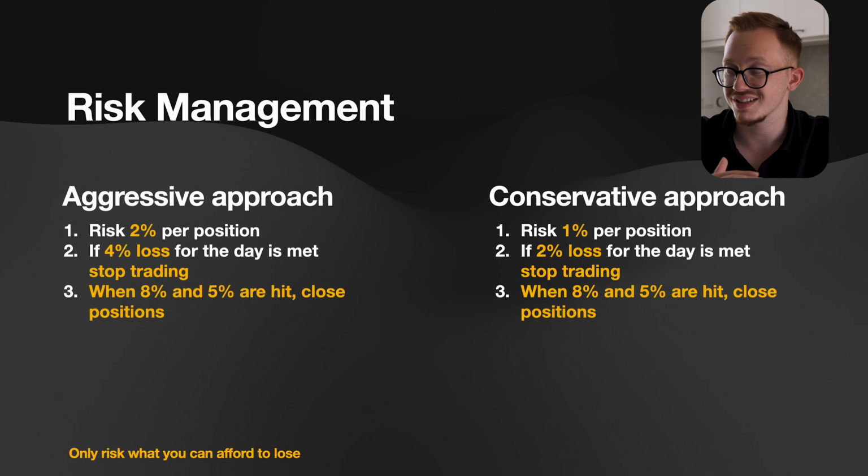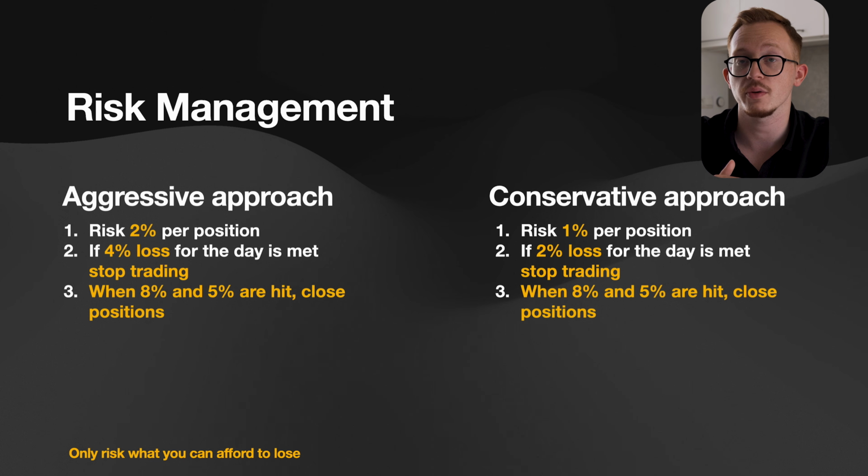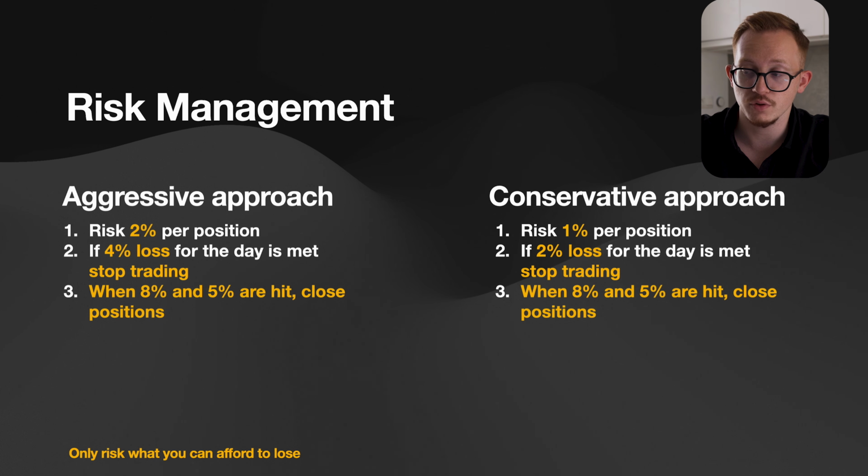Then the conservative approach is the same thing but only with 1%, and you stop trading when you hit 2% loss for the day. Now, what are the pros and cons? Of course, the pros with our aggressive approach is that you can basically pass your challenge in 2 trades, so you have a lot more potential gain. But the downside of it is that you can lose your account very easily. If you get yourself inside of a losing streak, your account is gone, right?